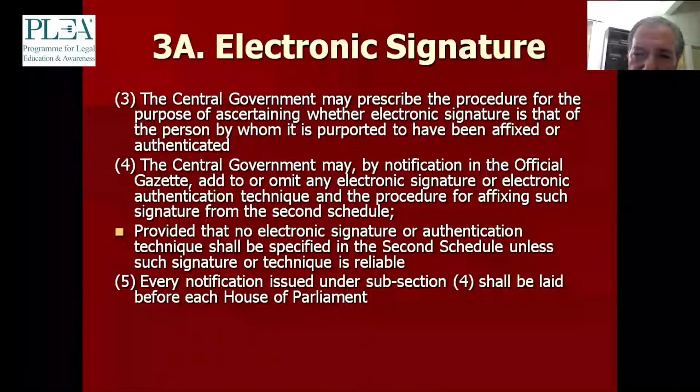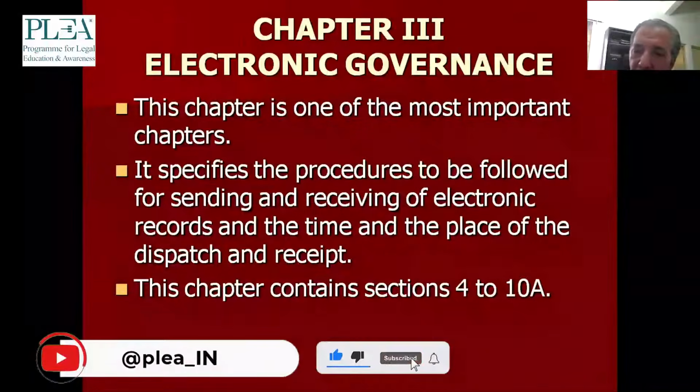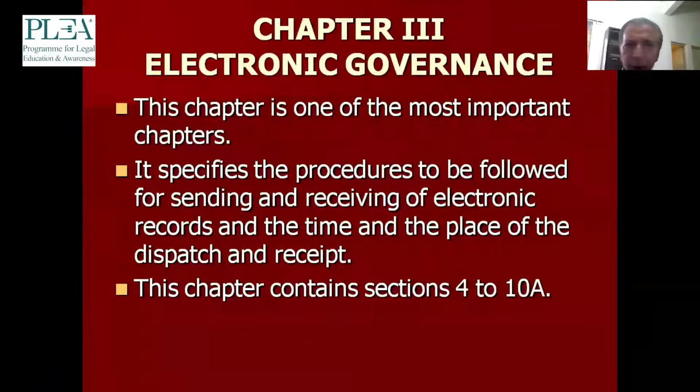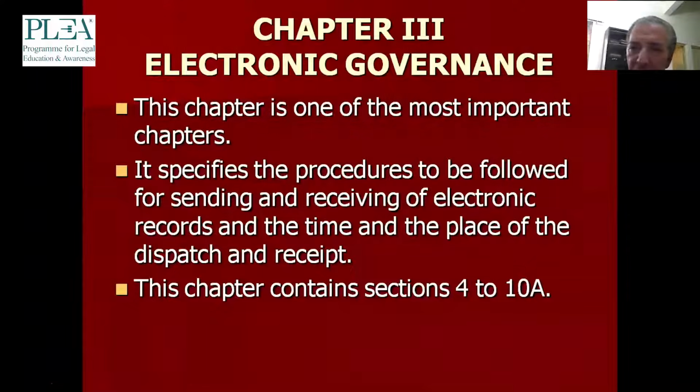So central government can amend the second schedule, and every notification issued under subsection 4 shall be laid before each house of parliament. That is the procedure. Now, chapter 3 is electronic governance. The time is 5:17 already, so I will not go section by section reading, but I will just explain the titles of these sections.